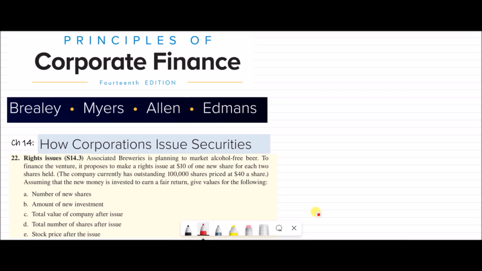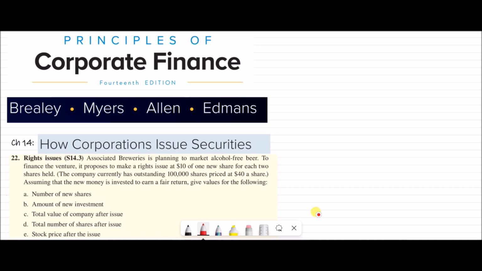Question number 22 is about the rights issue. In case of a rights issue, the company gives the right to the shareholders. They can buy shares usually at a discounted price. If the shareholder is not interested in the rights issue, then that issue can be offered to someone else. So the first right is the right of the existing shareholders, and usually the existing shareholders exercise this right because the share is being offered at a discounted price.